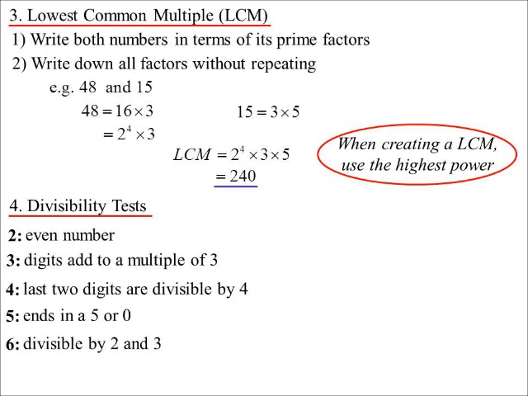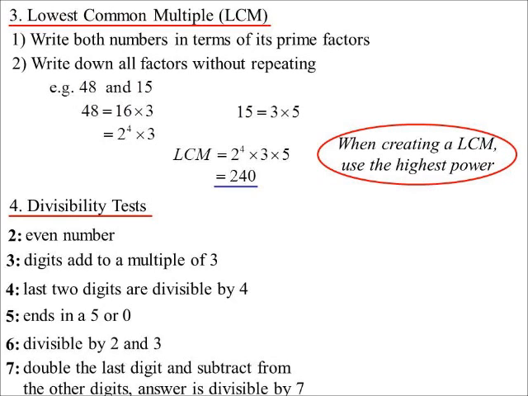Now, if you know 7 without looking at the sheet, I'm going to be impressed. 7, anyone? Yes, it's quite an interesting one. Double the last digit and subtract from the other digits, and then the answer will be divisible by 7. Back to an easier one now.